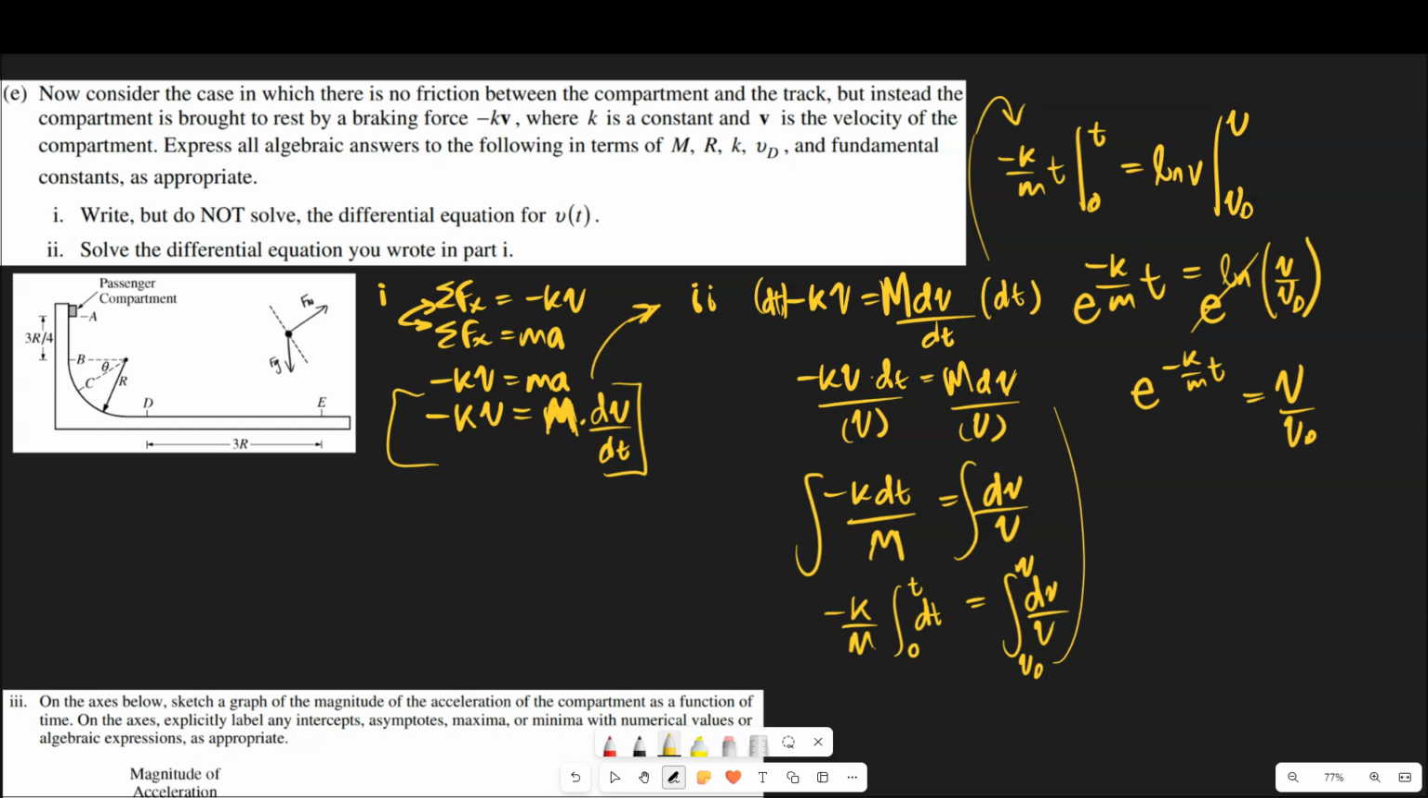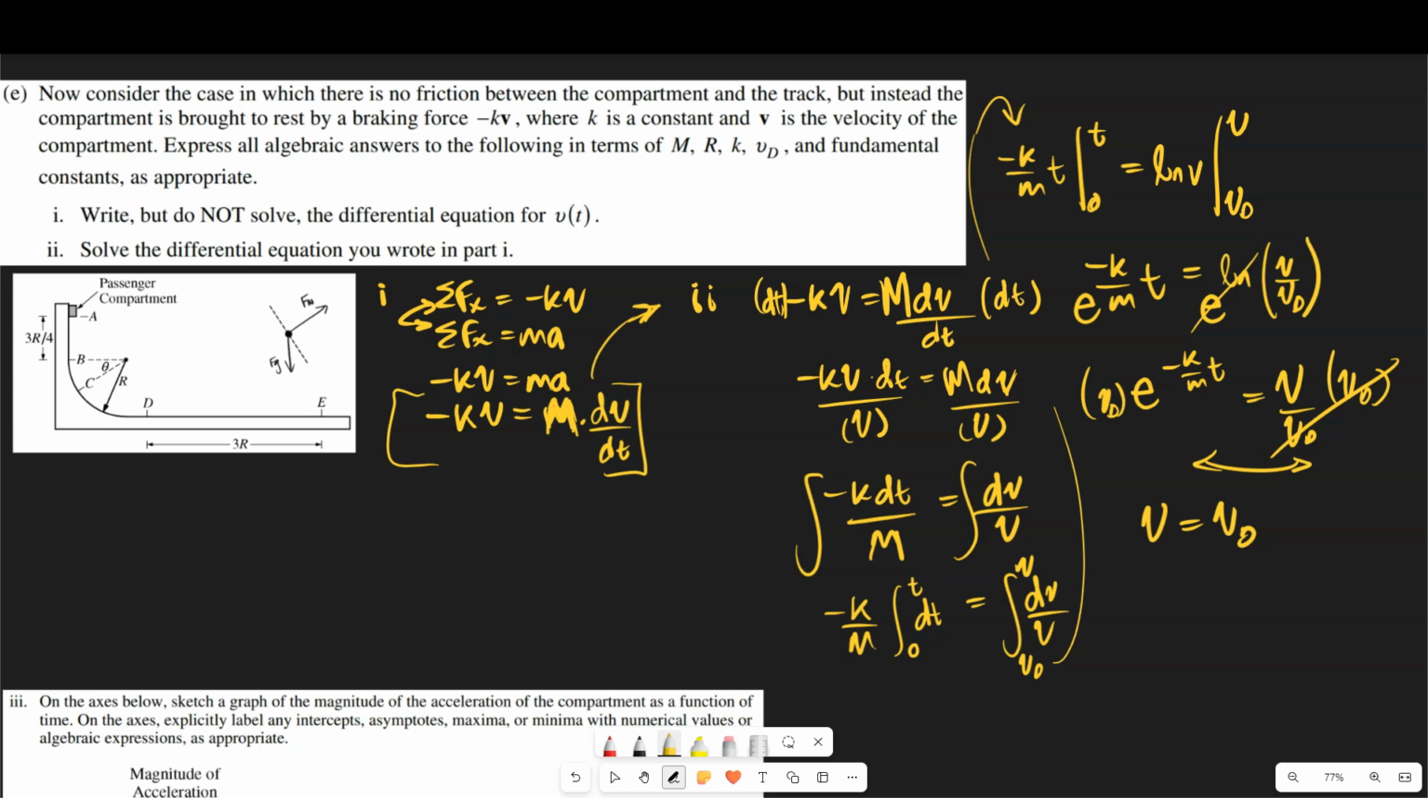Remember, the question is, can we solve for this v value? This is really what we want. So we want to get rid of the vd. All we have to do at this point is multiply both sides by vd. That will cancel this, and just as a preference, I'll write this on the left side. So this is going to be v equals vd times e to the minus k over m times t power. That's how you're going to solve for part 2.